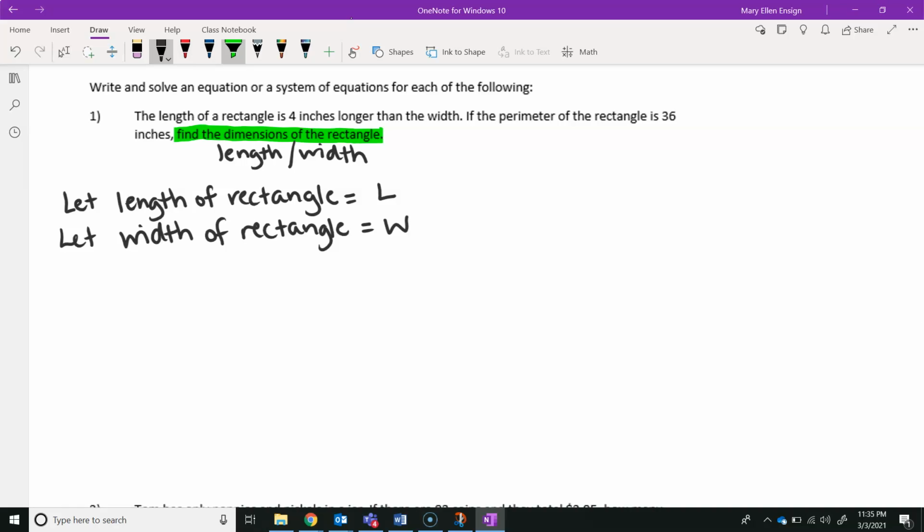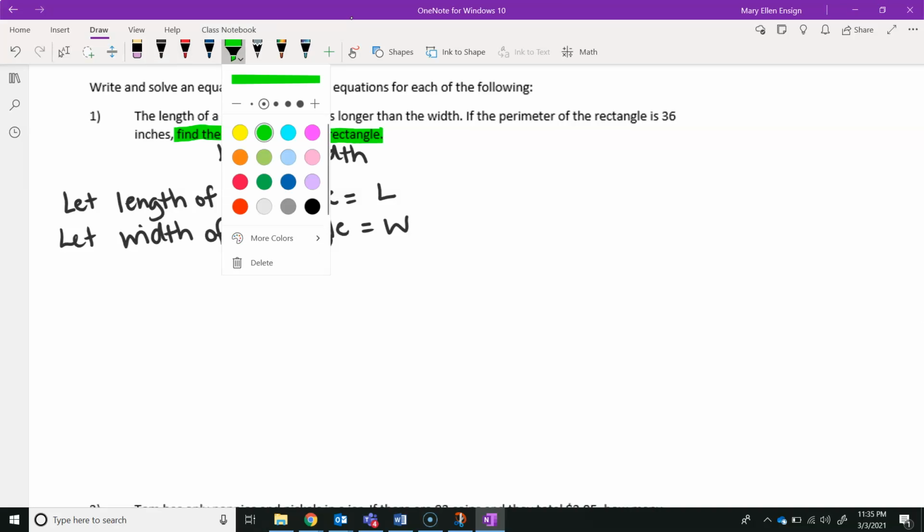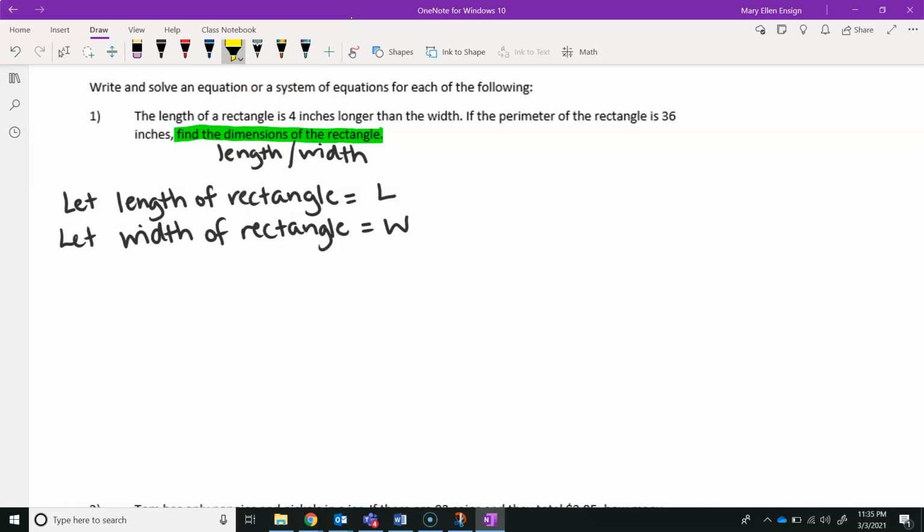Okay, so now we know what we're looking for, and we're going to use the information in the problem to write our equations. So the length of a rectangle is 4 inches longer than the width. By now, this should seem pretty familiar to you, right? That kind of statement. So that is going to say the length is 4 inches longer than the width. So the length is 4 longer than, which means 4 more than, the width. So if the width, let's just say, were 25, then the length would be 4 more than that, 4 longer, would be 29. So that's the relationship there.